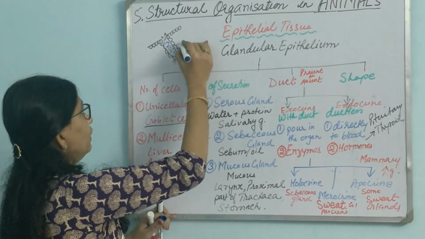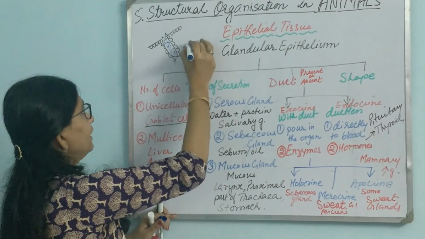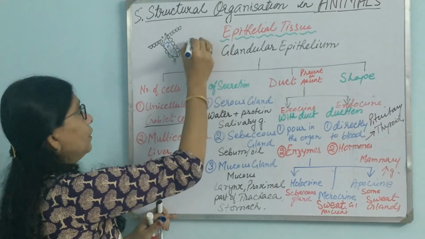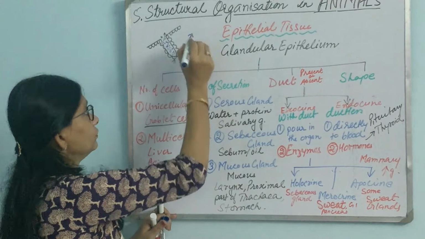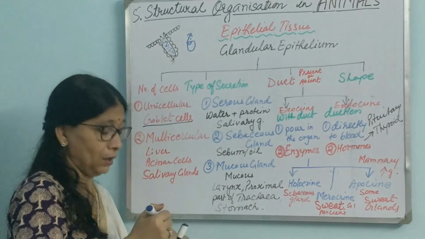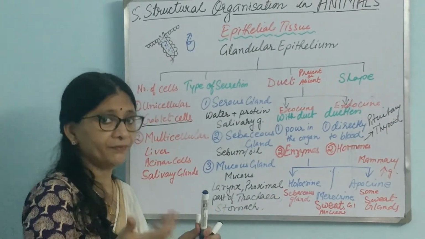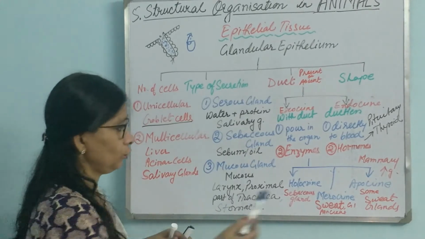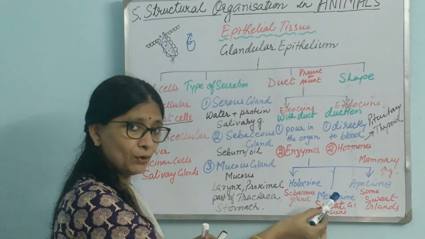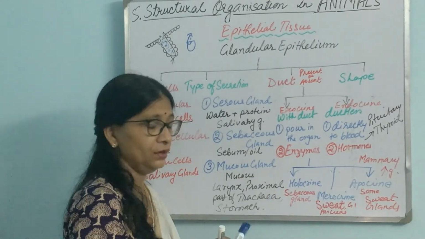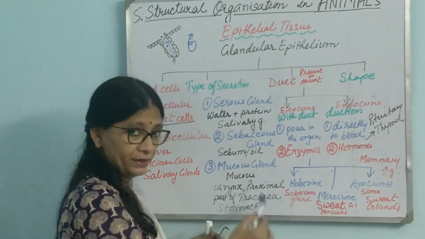A pinch of a part of cell. Suppose this is the cell which is releasing the matter. A part of this cell will be pinched off. A part of the cell will come out along with the release, along with the substance. So that is apocrine. Apocrine glands are, again, some of the sweat glands are apocrine in nature, while most of them are merocrine in nature.